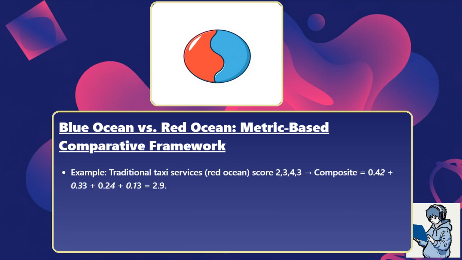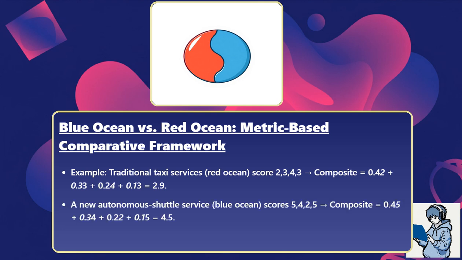Example: traditional taxi services, red ocean. Scores 2, 3, 4, 3 lead to composite equals 0.4 times 2 plus 0.3 times 3 plus 0.2 times 4 plus 0.1 times 3 equals 2.9. A new autonomous shuttle service, blue ocean. Scores 5, 4, 2, 5 lead to composite equals 0.4 times 5 plus 0.3 times 4 plus 0.2 times 2 plus 0.1 times 5 equals 4.5.